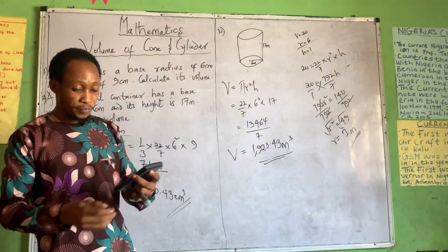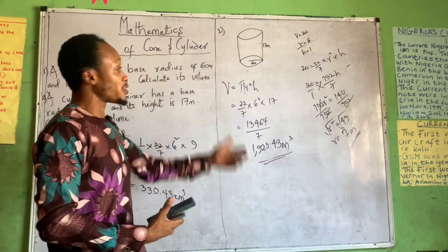All right, so that is all about the volume of a cone and of a cylinder.